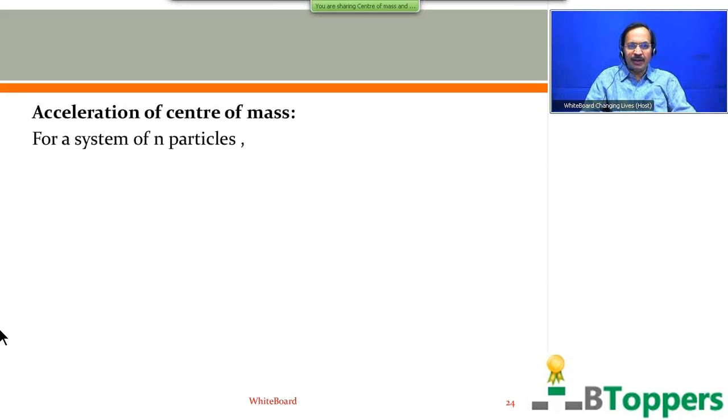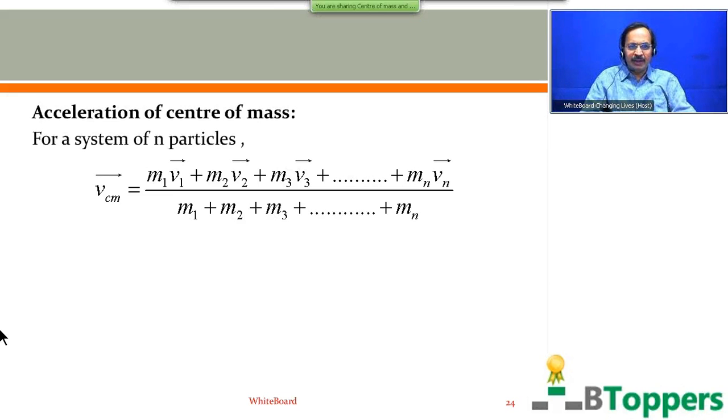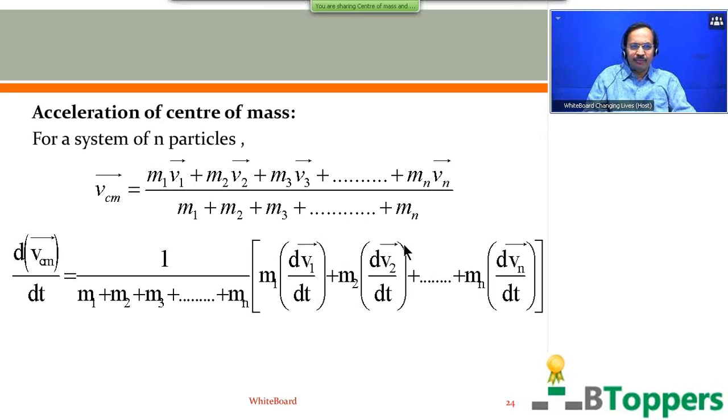Next, you write acceleration of center of mass. For the system of n particles, the velocity of the center of mass is given by m1 v1 bar plus m2 v2 bar plus m3 v3 bar up to mn vn bar, divided by m1 plus m2 plus m3 up to mn. Differentiate this equation on both sides with respect to time t. dV_cm bar by dt equal to 1 by (m1 plus m2 plus m3 up to mn), whole multiplied by m1 into dv1 bar by dt plus m2 into dv2 bar by dt, etc., up to mn into dvn bar by dt.